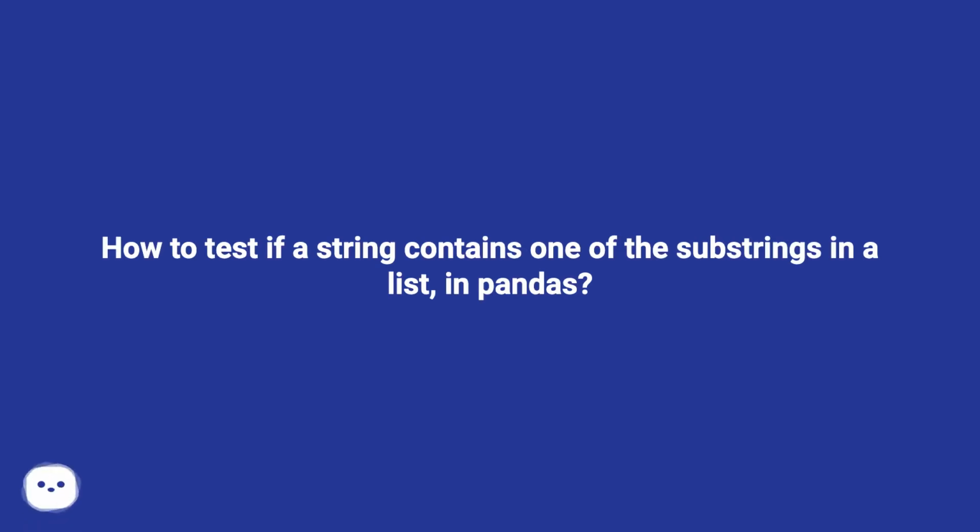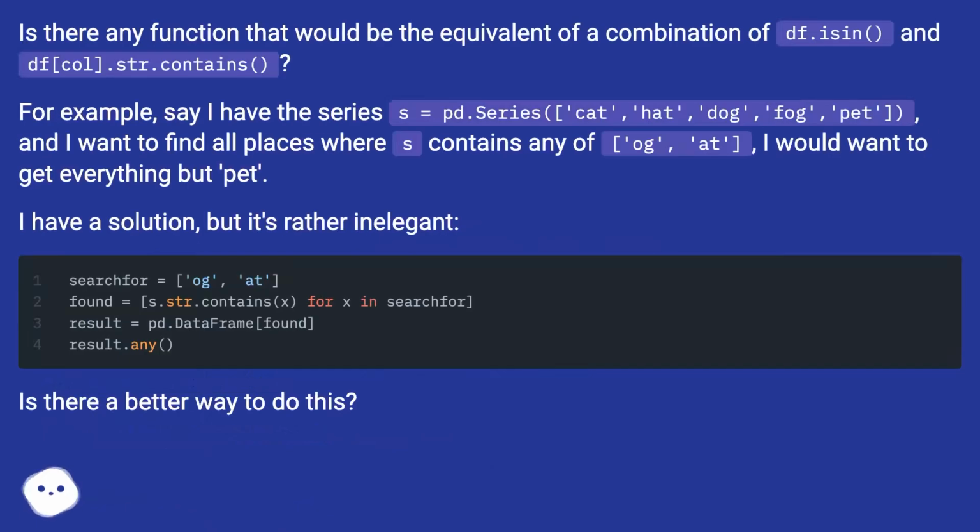How to test if a string contains one of the substrings in a list, in Pandas. Is there any function that would be the equivalent of a combination of df.isin and df.col.str.contains? For example, say I have the series s equals pd.Series, cat, hat, dog, fog, pet, and I want to find all places where s contains any of og, at. I would want to get everything but pet.